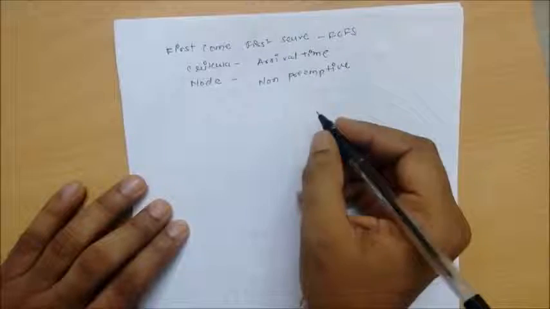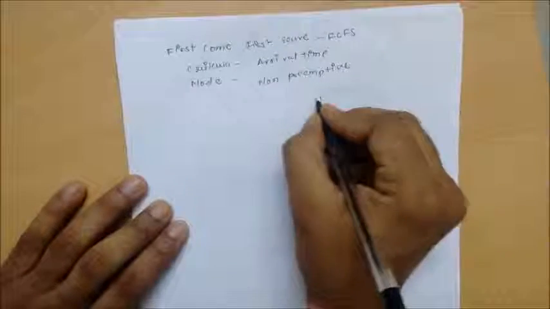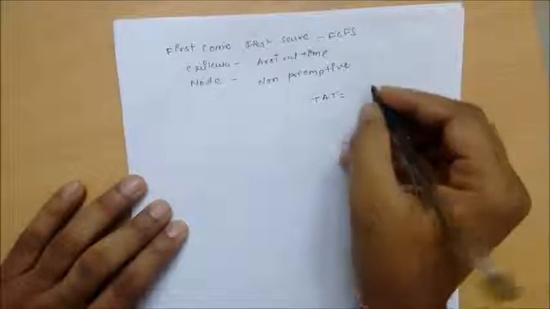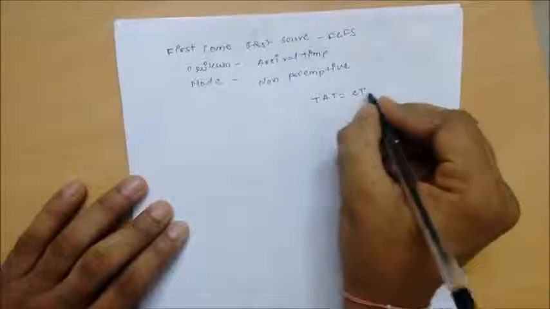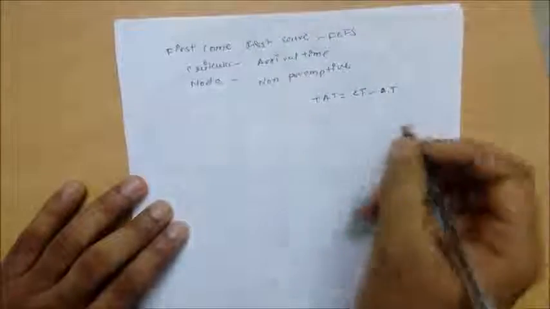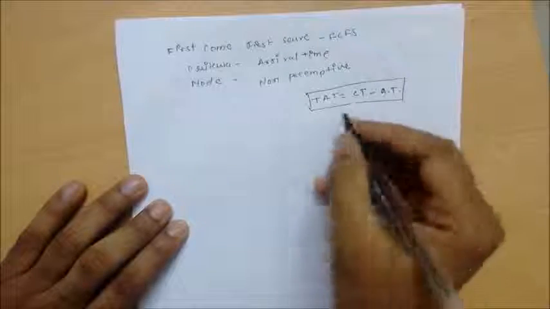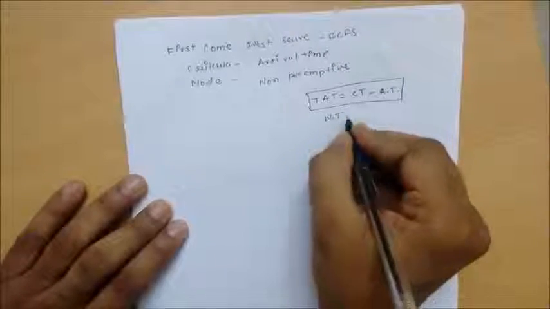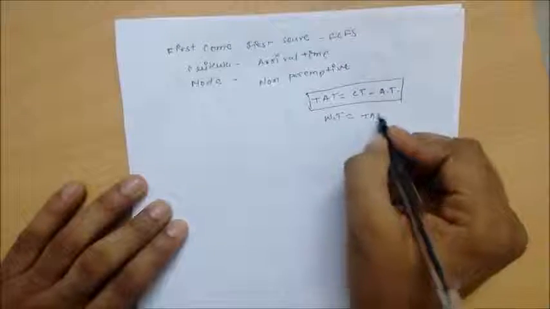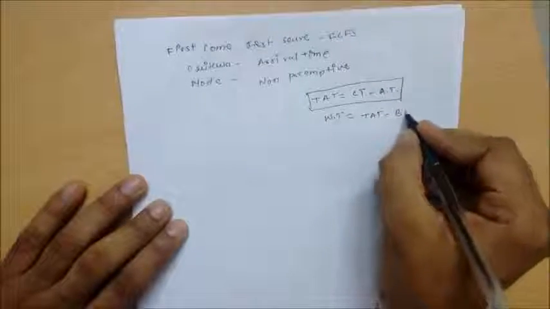So we have two terms, as I told you: turnaround time, which is completion time minus arrival time, and waiting time, which is turnaround time minus burst time.